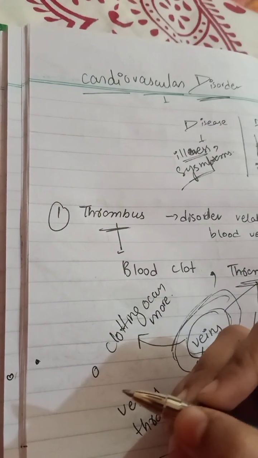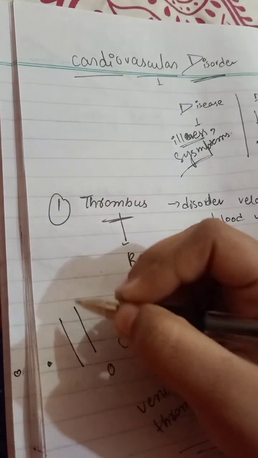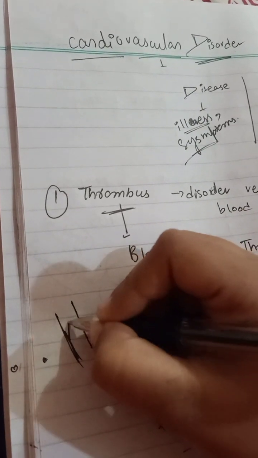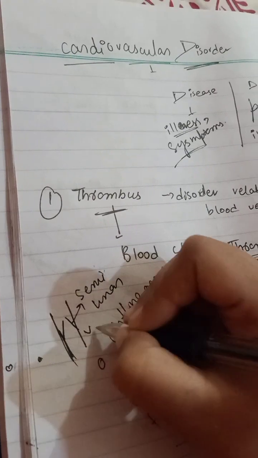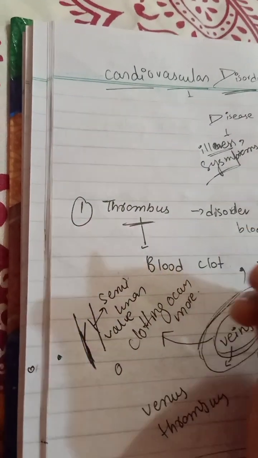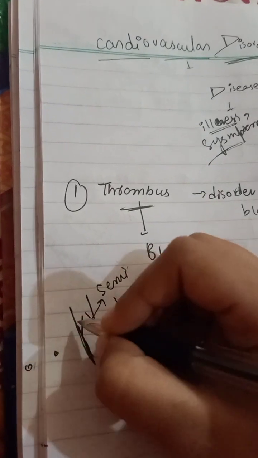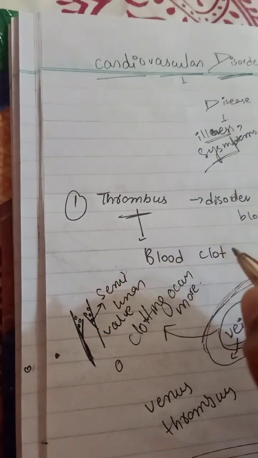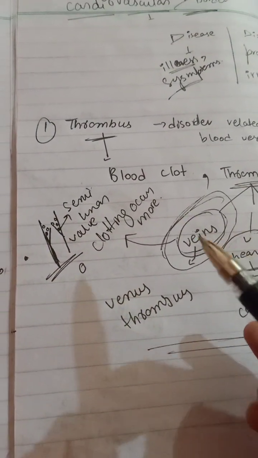The second reason is that veins have walls. For example, this is the vein, and here we have the wall. As you all know, there is the semilunar valve, through which the blood clot can hide. So through this, the flow of the blood becomes less and the blood clotting starts more.